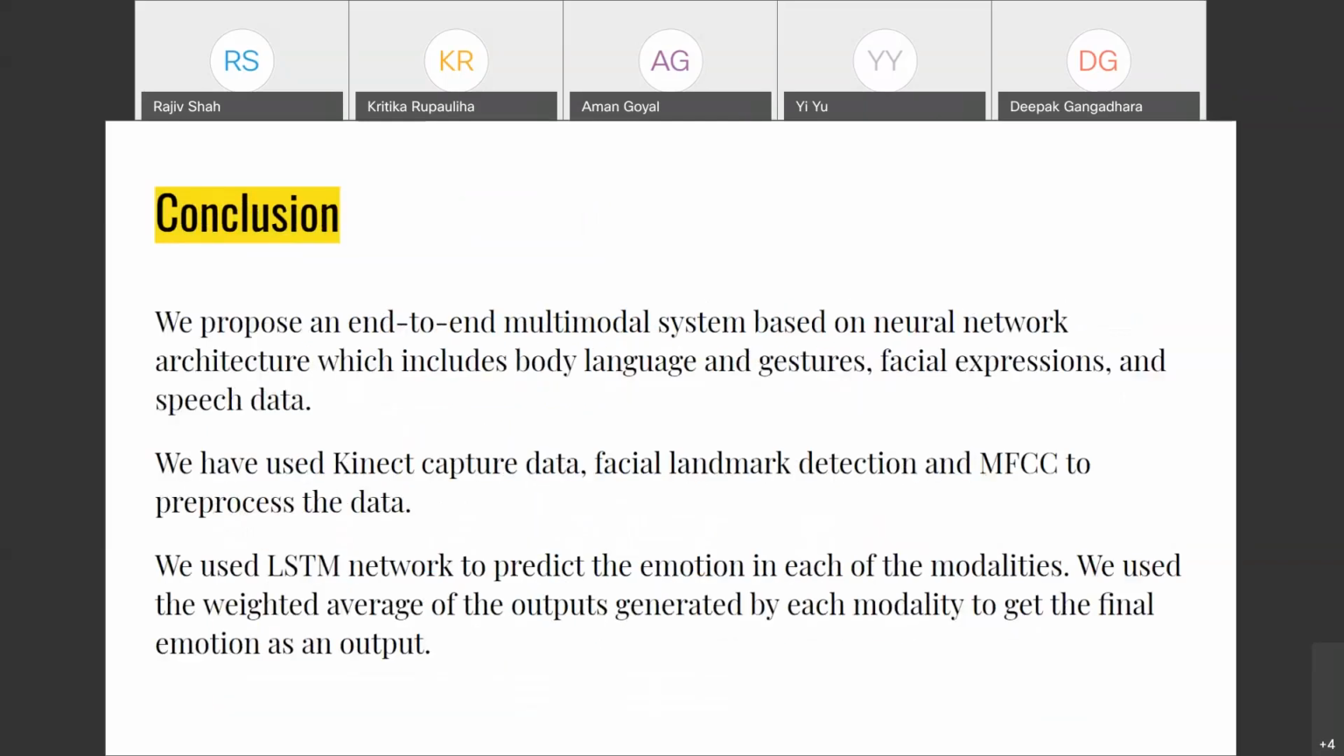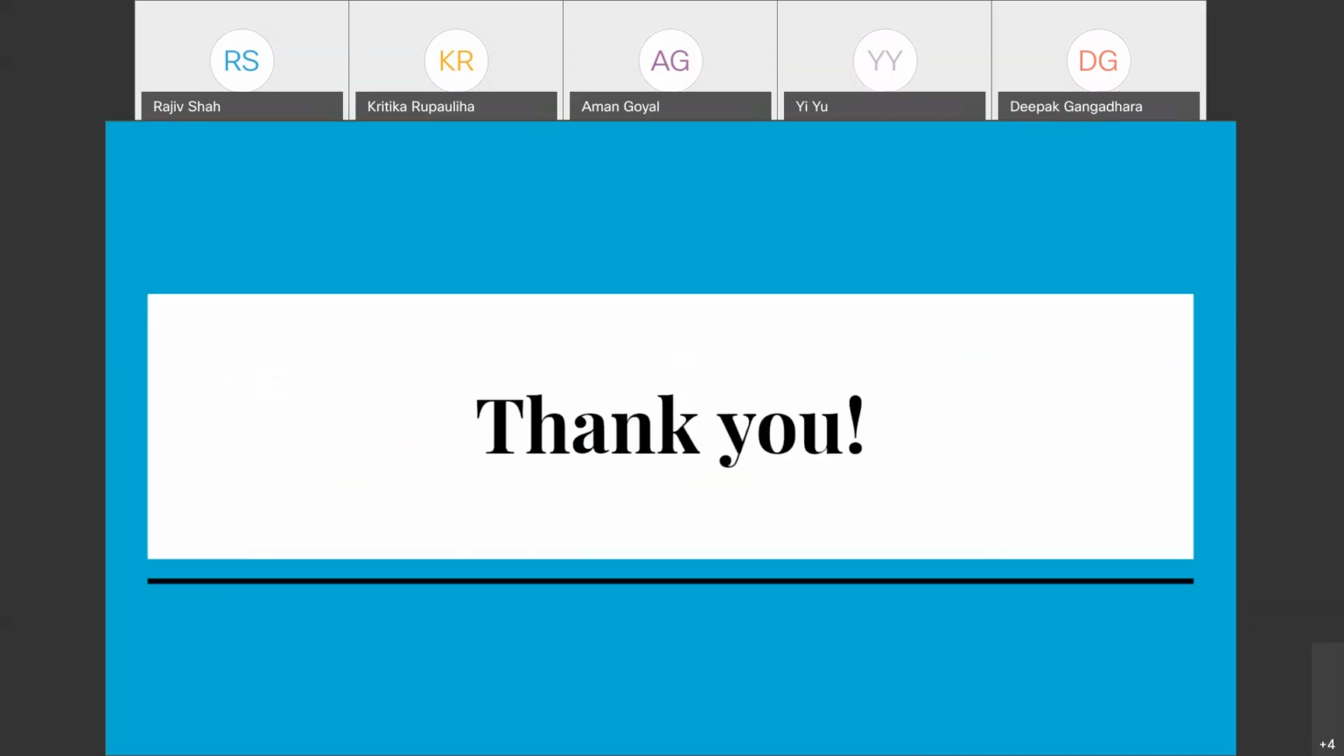Talking about the conclusions, what we are proposing is an end-to-end multimodal system which uses neural network architectures, especially for the 3 modalities: body gestures, facial expressions, and speech. For each of these, we have used Kinect capture data for gestures, facial landmark detection for facial expressions, and MFCC for speech to pre-process the data. We have used 3 different LSTM networks to predict the emotion in each of the modalities and then use the weighted average of the outputs to get the final emotion. So that's the work that we have done so far.